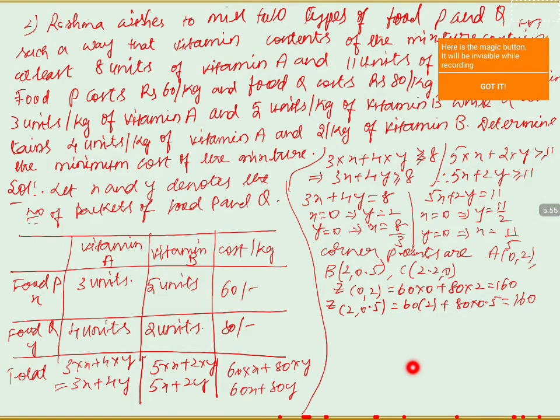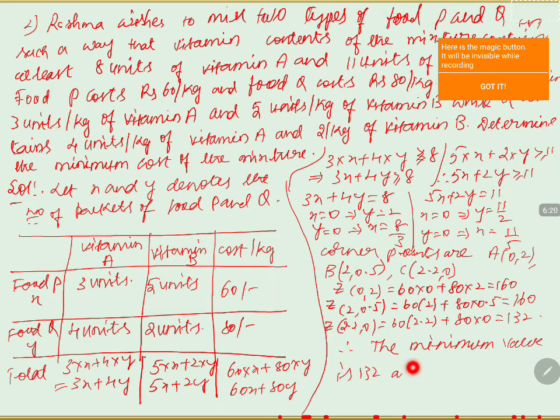And what about the C point? Z at C of (2.2, 0): then we get 60 into 2.2 plus 80 into 0, which becomes 132. So the minimum value is obviously 132, and it is obtained at only one vertex, that is C of (2.2, 0).